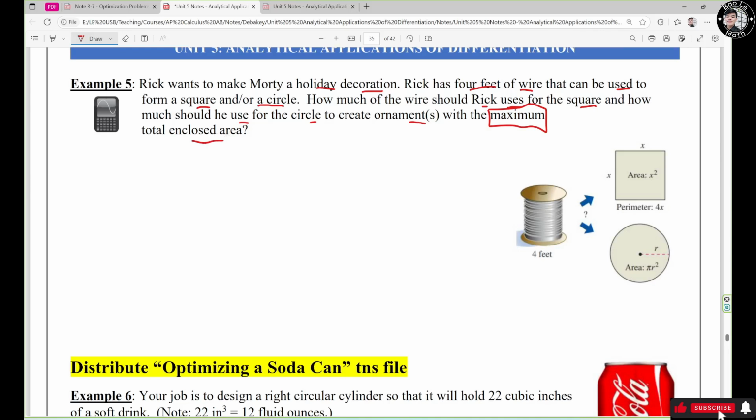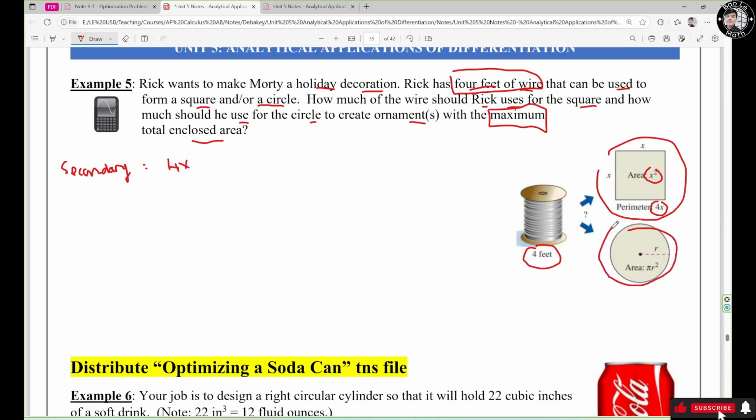Alright, now you need to find the primary equation and secondary equation. Remember, the secondary equation is what is given, right? Now the secondary equation is 4s, which is the perimeter of the square, plus the perimeter of the circle, which is 2 pi r, and the total should be 4, right?